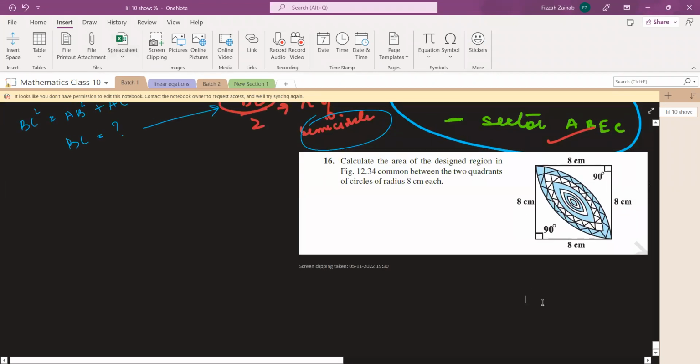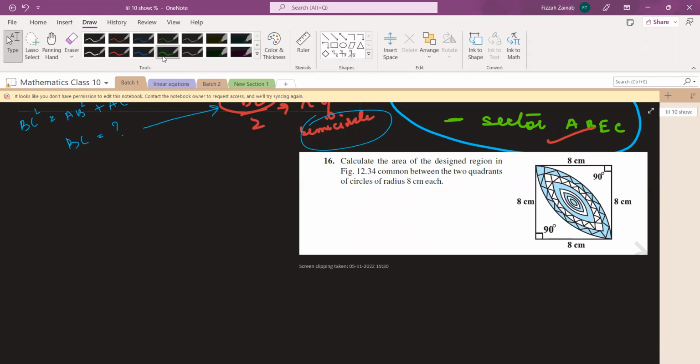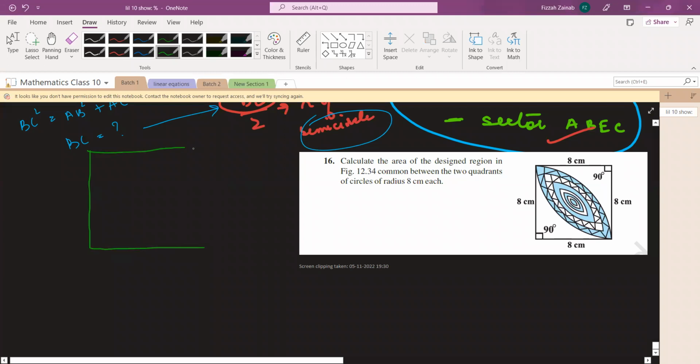So it looks like this. Calculate the area of the design region in the figure, common between two quadrants of circle of radius 8 centimeter each. You can read over the figure like this. Basically you have a square. Let's say we call it A, B, C, D. A is the center of one circle, so it's a quadrant like this. Understand?